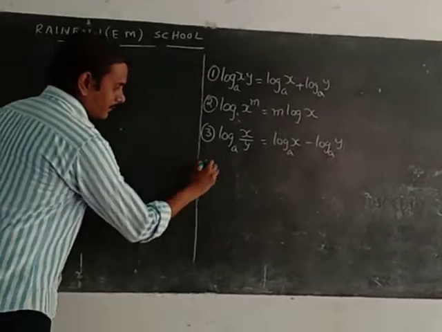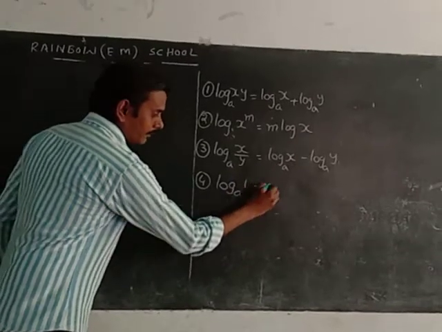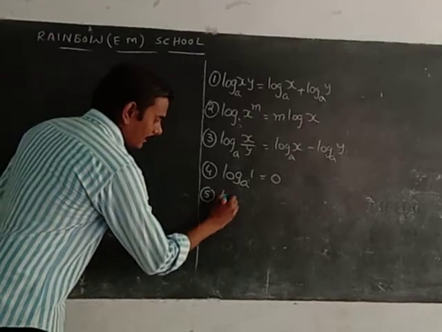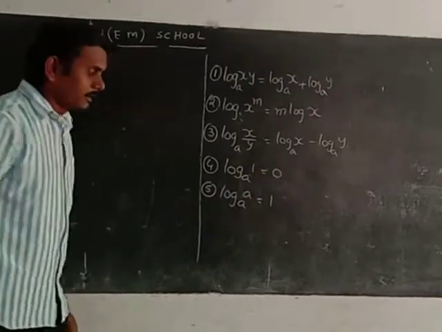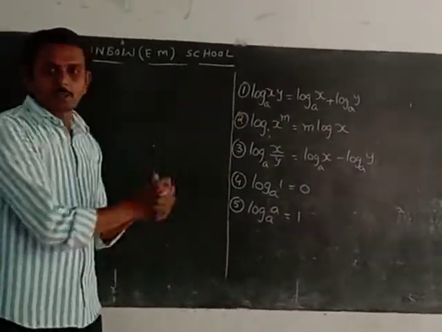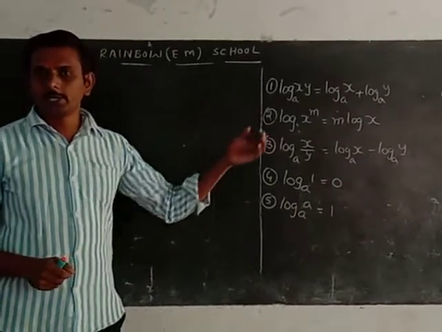Next, fourth one, log 1 base a equals 0. Fifth one, log a base a equals 1. In previous class we discussed this. By using these laws of logarithms, we will solve some questions related to the other class.